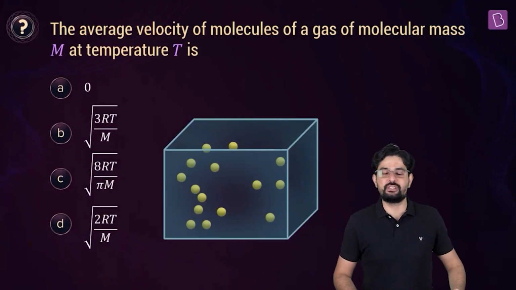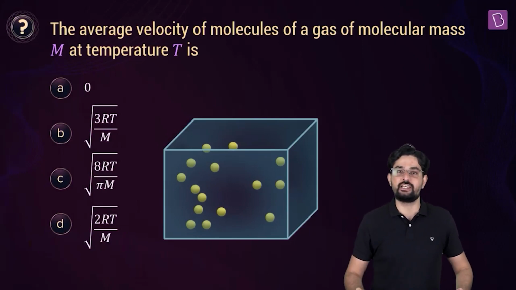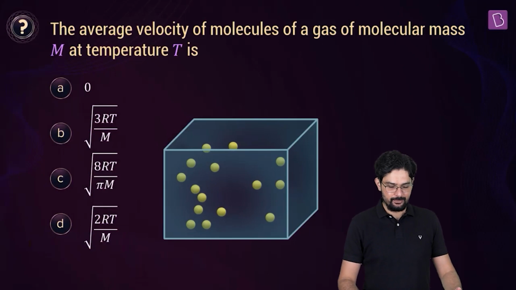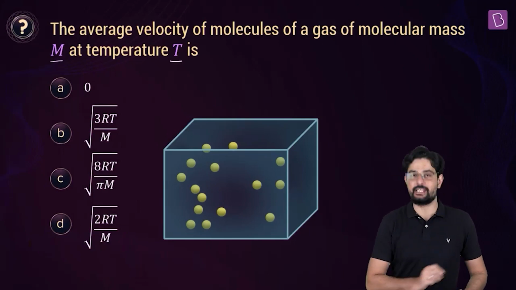Now let's go through this problem, which is quite interesting. In this case, you have to tell what is going to be the average velocity of molecules of a gas which has a molecular mass m and the temperature is T.